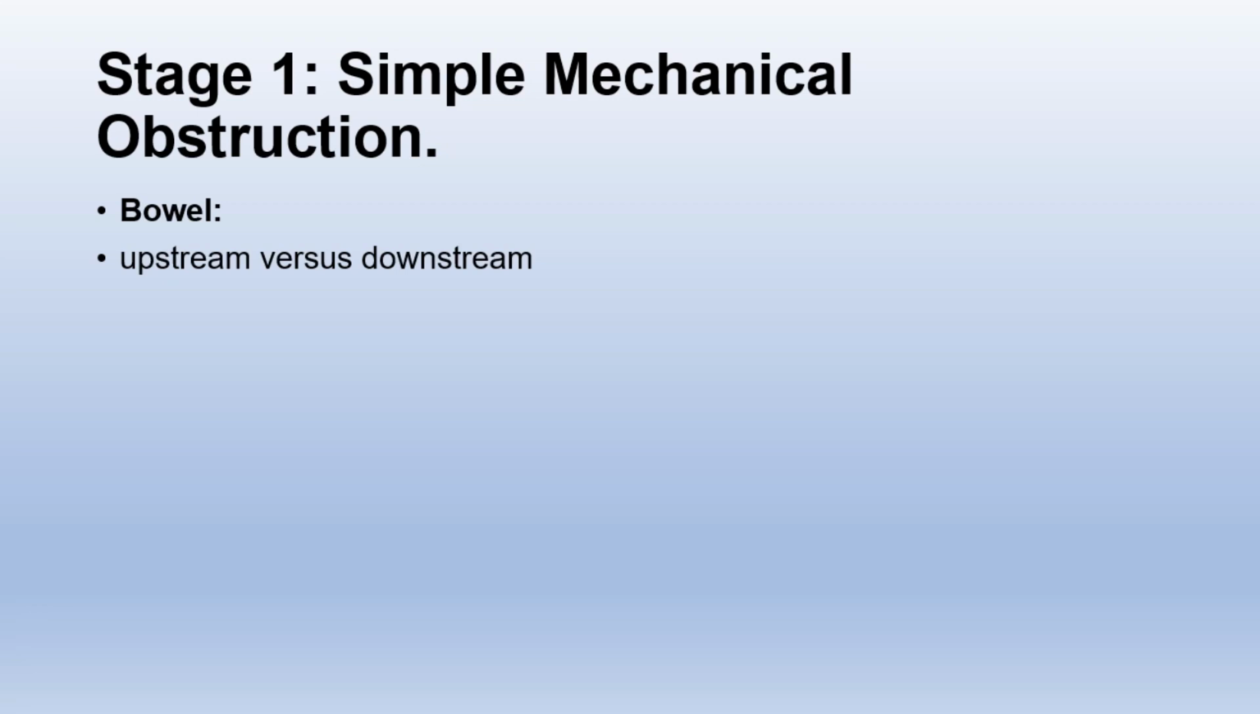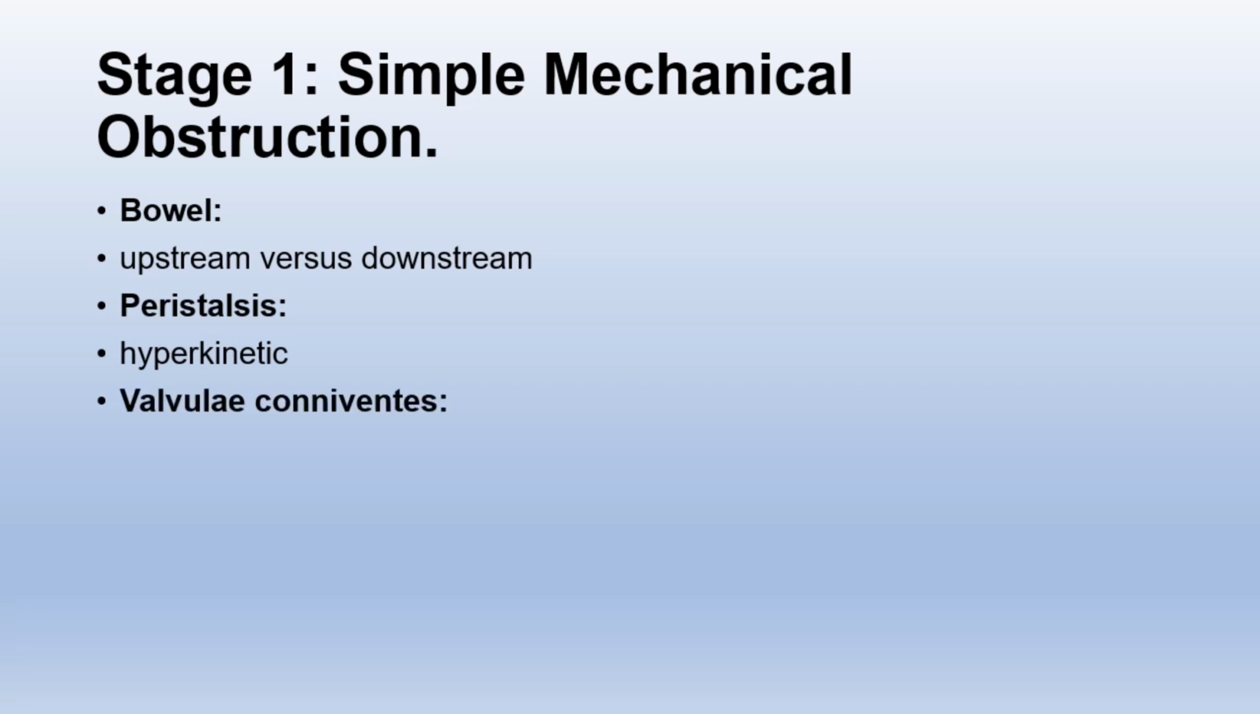If you can find that specific point, that's called the transition point, which is specific for SBO. And as we're doing our lawnmower technique, we're looking for that caliber jump, trying to find that area of discontinuous bowel. Next, we're going to be looking at the peristalsis, or the movement of the bowel. And in this stage, the bowel is still healthy, and it's trying to work against the obstruction. And so it's very vigorous and hyperkinetic looking.